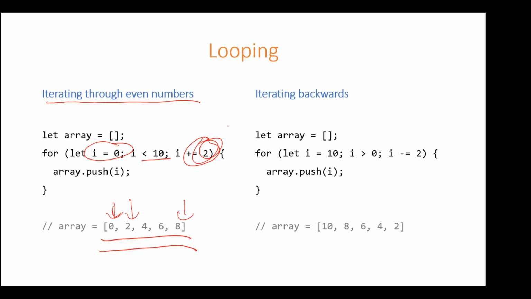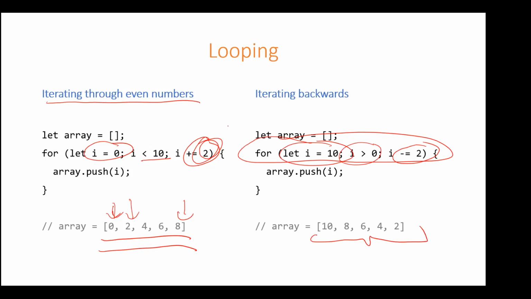So similarly over here, I can do the reverse. I can initialize it to some non-zero value, and then I do a decrement. And then I check whether it's more than 0 or not, which I will end up with this. So these are just some examples of looping.